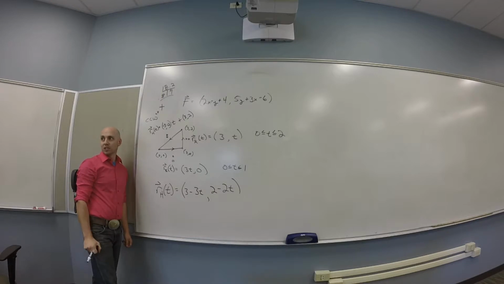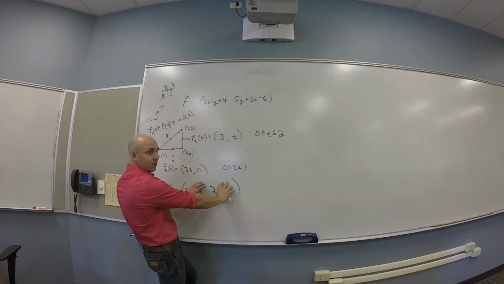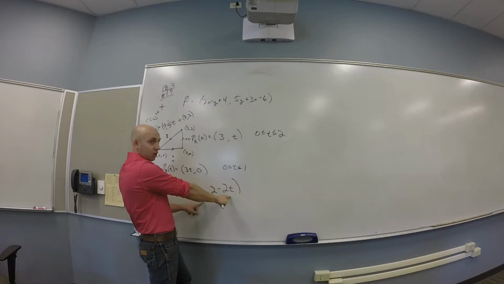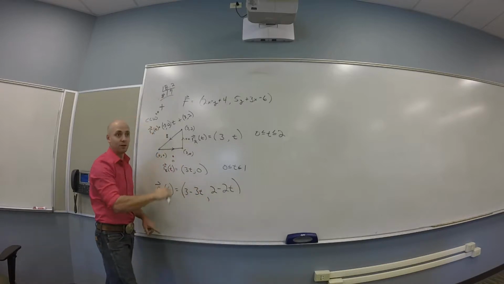And then how am I sure this is the curve that I'm looking at here? Look at the two positions. If I plug in t as 0, it starts at 3, 2. If I plug in t as 1, I get 0, 0. So it starts in the right spot, ends in the right spot. How do I know it's the line that I'm talking about? Because they're linear functions.